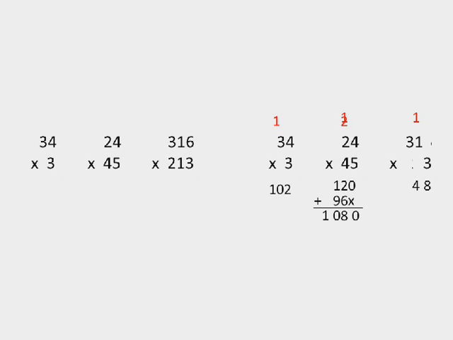We don't need the bottom 2 numbers first, so we're just going to take 3. Actually, bottom 2 numbers are top 2 numbers. 3 times 6 is going to be 18. So we put the 8 on the bottom, we carry the 1. 3 times 1 is going to be 3 plus 1 is 4. 3 times 3 is going to be 9.